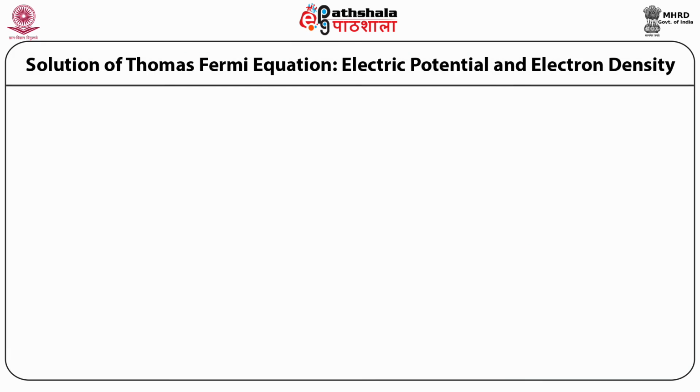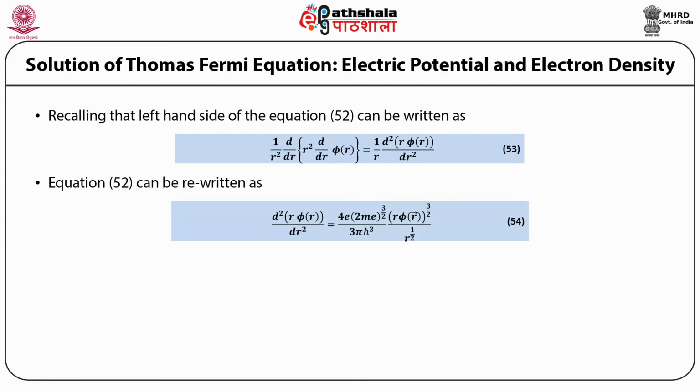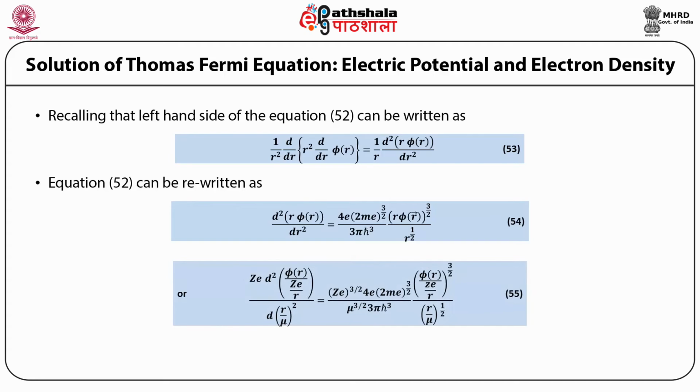Now we look for the solution of this Thomas-Fermi equation, and that leads us to the calculation of electrical potential and electron density. Recalling that the left hand side of equation 52 can be written as 1 upon r squared d upon dr of r squared d upon dr of phi(r), which is equal to 1 upon r times the second derivative of r phi(r) with respect to r, equation 52 can be rewritten as d squared (r phi(r)) upon dr squared equals 4e times (2me) raised to power 3/2 divided by 3 pi h bar cubed, multiplied by (r phi(r)) raised to power 3/2 divided by r raised to power 1/2. Or, Ze multiplied by the second derivative of (phi(r) upon Ze upon r) with respect to (r upon mu), whole squared, is equal to Ze raised to power 3/2, 4e (2me) raised to power 3/2 divided by mu raised to power 3/2, 3 pi h bar cubed, multiplied by (phi(r) upon Ze upon r) raised to power 3/2 divided by (r upon mu) raised to power 1/2.